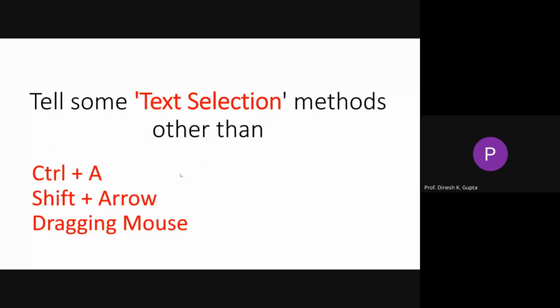You have to tell me some command for text selection. Most of the jobs are done by selecting the text. So you have to tell me any method of text selection apart from Control A. All of you know that. Shift arrow, don't tell me that. Dragging mouse. Apart from these three options, how can we select the text?